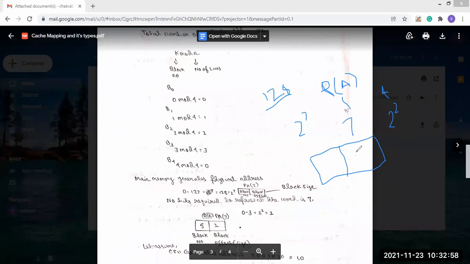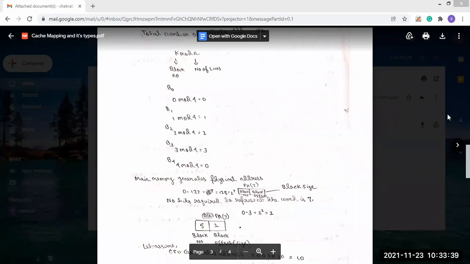So the block offset size is 2, because each block can accommodate 4 words, and to represent 4 we require 2 bits. And if 7 minus 2 happens, the block number will be 5 bits. That's how our total physical address is divided.